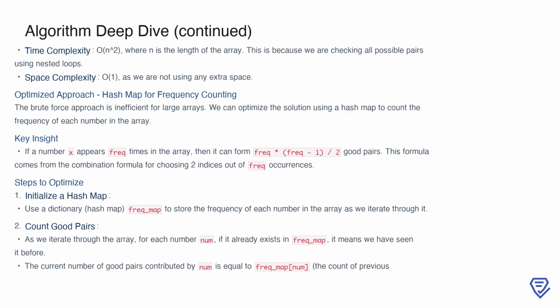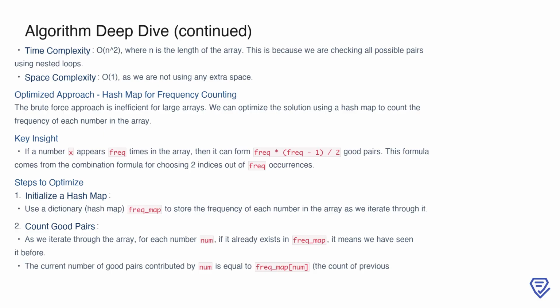The key insight here is that if a number appears frequency times in the array, it can form frequency * (frequency - 1) / 2 good pairs. This formula comes from the mathematical combination formula for choosing two indices out of frequency occurrences. By leveraging this insight, we can avoid the need to explicitly check all pairs.